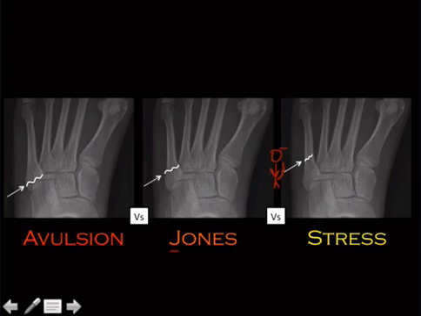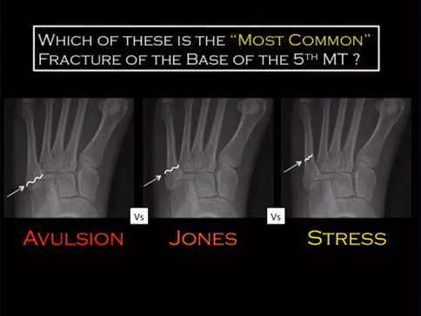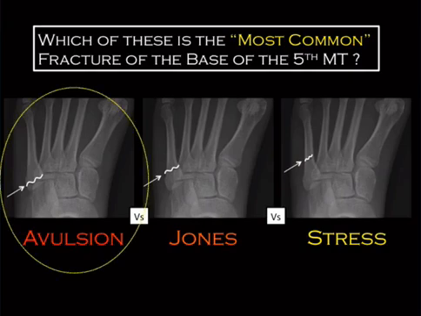So which of these is actually the most common fracture? When I was in med school, training for Step 1, I had this humongous notebook full of most commons because I figured out that was a highly testable thing. What's the most common X? What's the most common Y? So what's the most common fracture at the base of the 5th? The avulsion is actually the most common. And the way to remember that is A comes first in the alphabet, so that's the first one, it's the most common.